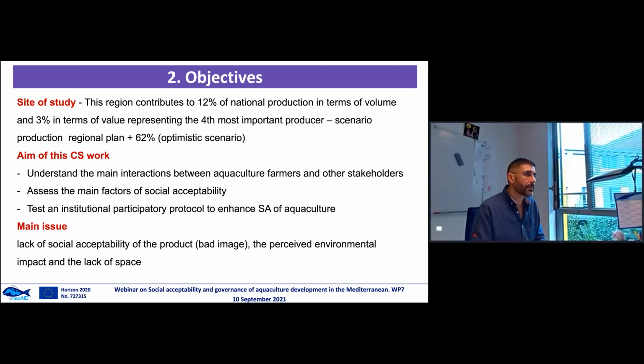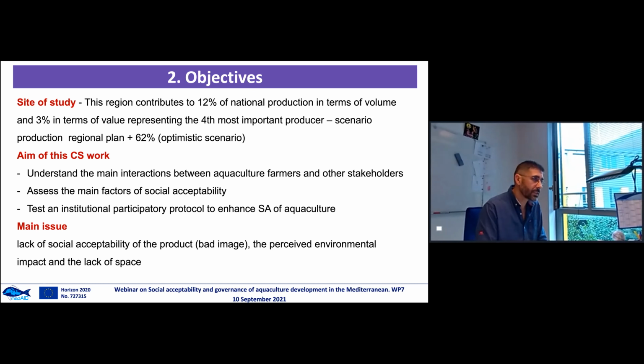So let's talk about the region. This is the site of study. It's not the main aquaculture production region in Spain, but it contributes 12% to national production in terms of volume. And the previous plan envisaged several strategies to develop the sector. So there were several scenarios, the most optimistic thought about 62% aquaculture development.